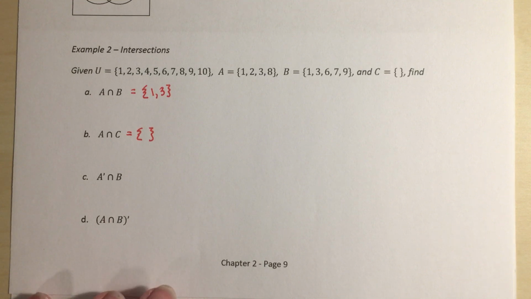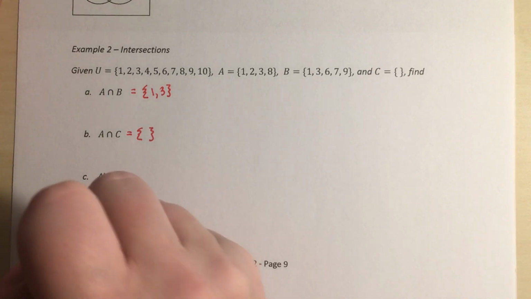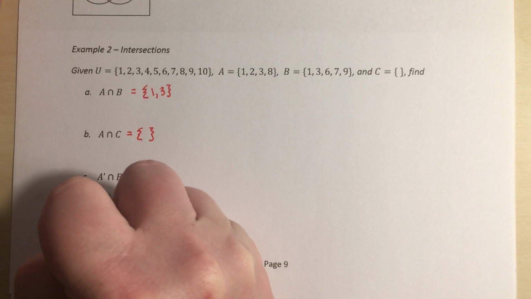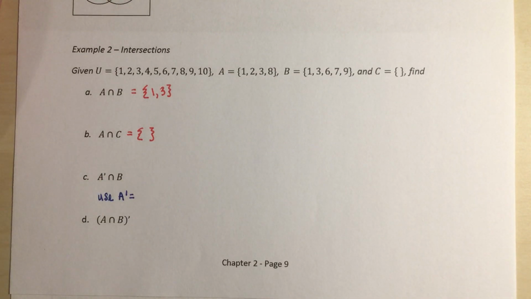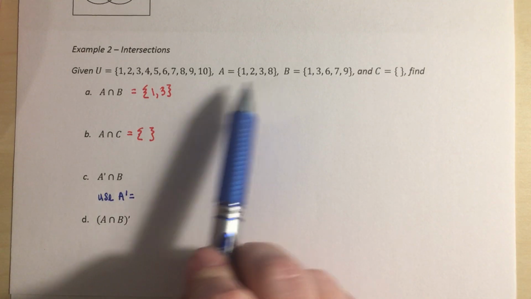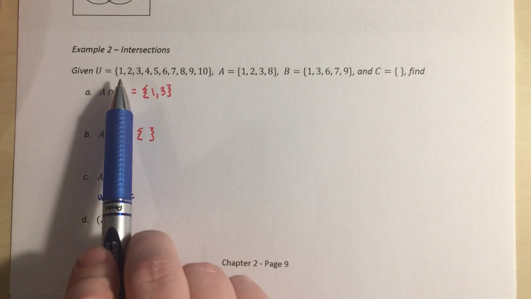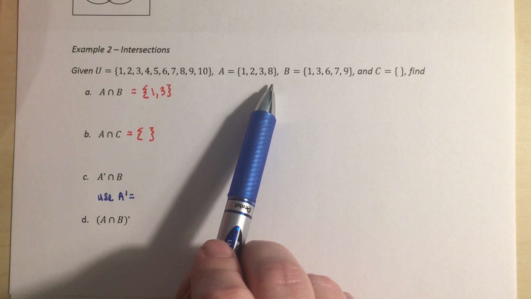As we continue in this example, looking at the next one, we're asked for the complement of A intersect B. So the first thing we want to do is find our complement of A. Just right underneath here, I'm going to write a little note and say that we are going to use the complement of A equals. Our complement of A is going to be anything in our universal set, so any of our natural numbers from 1 to 10 that are not contained in this list.